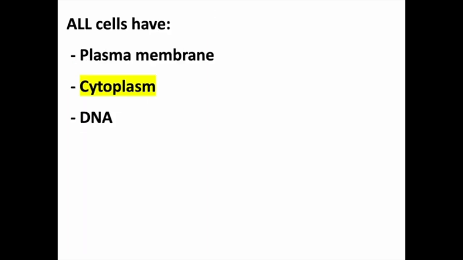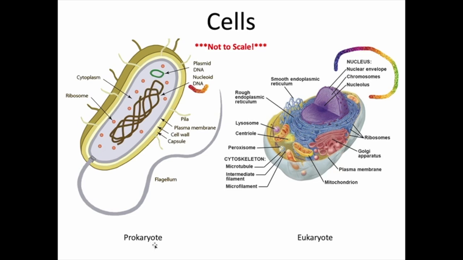Another thing that all cells have is DNA. You can clearly see this in the prokaryotic cell here, DNA. It's less clear in the eukaryotic cell. It's housed within this structure called the nucleus. We'll talk about that in a couple of minutes, but there's DNA in here. All cells have DNA in one place or another.